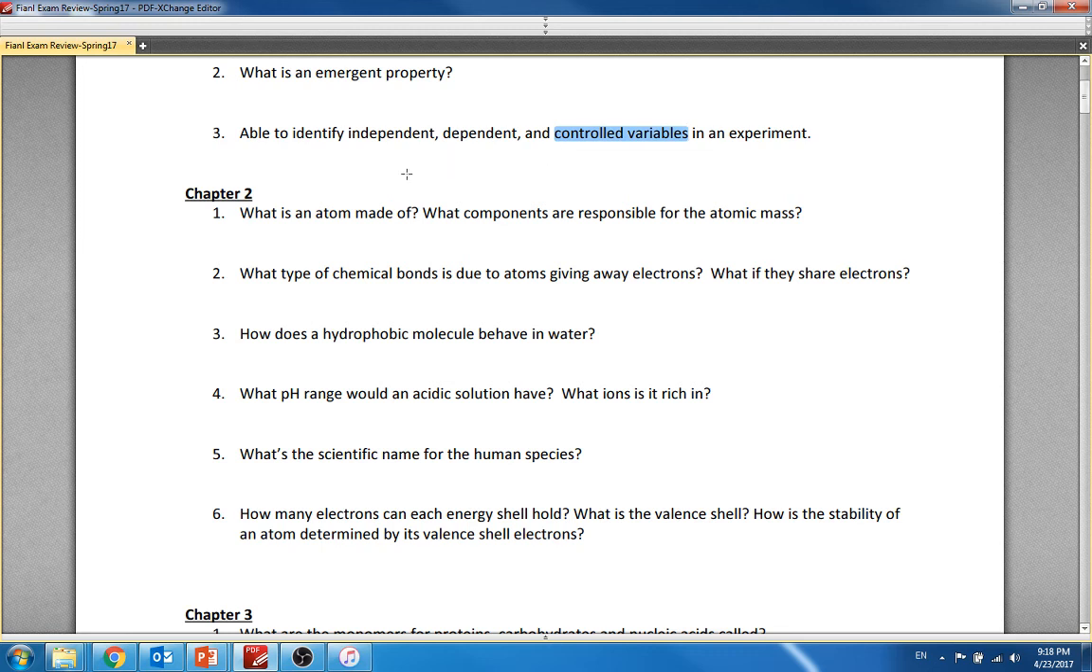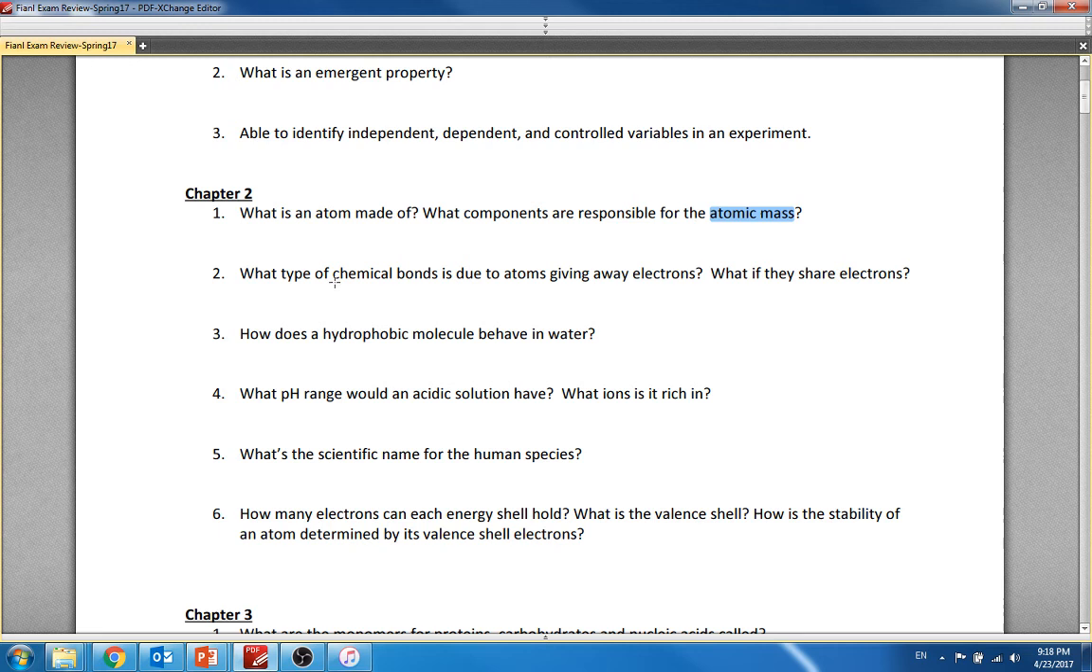Chapter 2, question number 1. What is an atom made of? An atom is made of protons, neutrons, and electrons. What components are responsible for the atomic mass? The atomic mass is the sum of the protons and neutrons. This is because electrons almost weigh nothing.